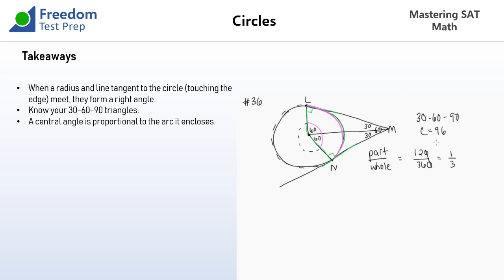Well, we know the entire circumference. It's 96. So you can think of this one of two ways. You could say 1/3 is the same as dividing by 3, and I get 32. Or you could say 1/3 of 96, and "of" can always be translated as multiply. That's 96 over 3, again 32. Either way, you get the same answer. Okay, great question. Love that question.